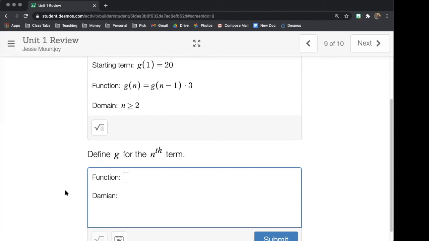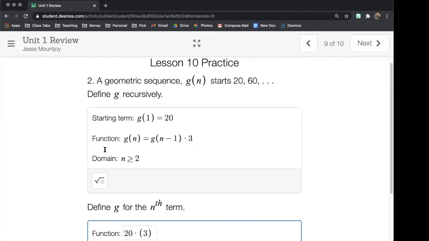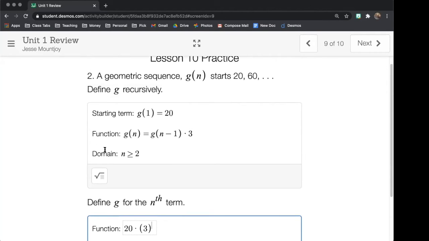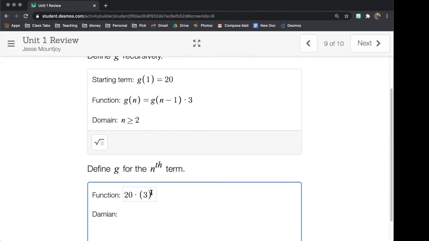So what is my starting position? Well, it was 20. And what am I multiplying by every time? I'm multiplying by 3. 3 is my growth factor. And I'm going to raise that to, I need to find my exponent. So when I plug in, let's just think real quick. When I plug in a 1, I should get 20, right? So what would my exponent need to be when I plug in 1? I want it to equal 0 because 20 times 3 to the 0 equals 20. So I need n minus 1.